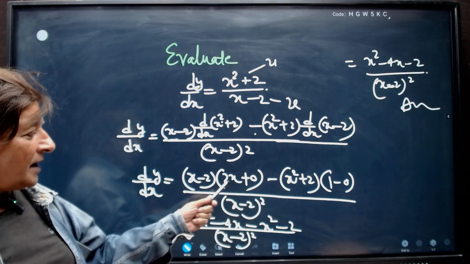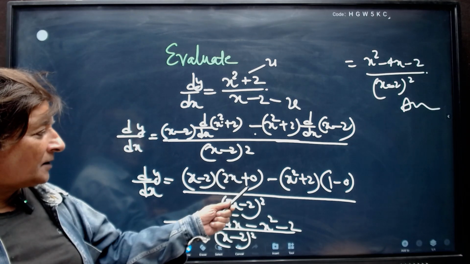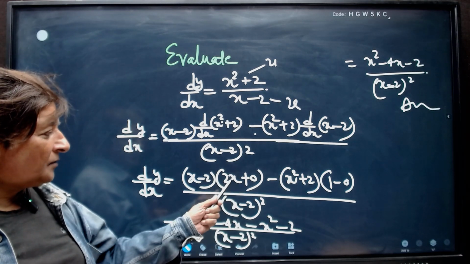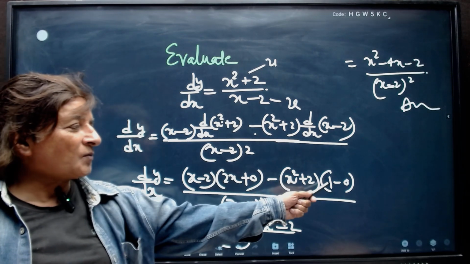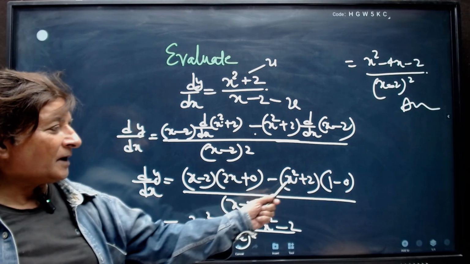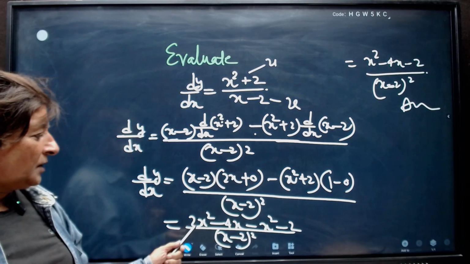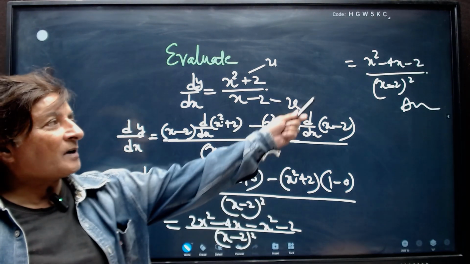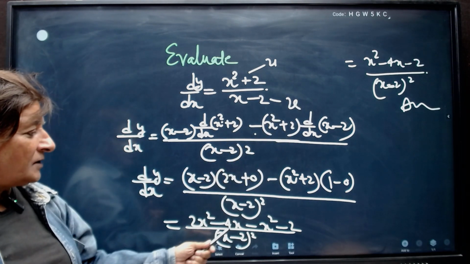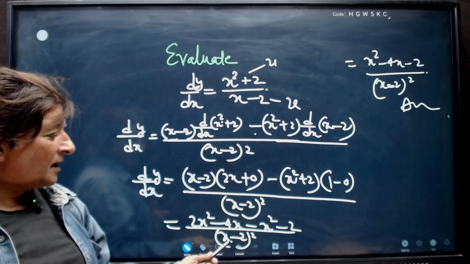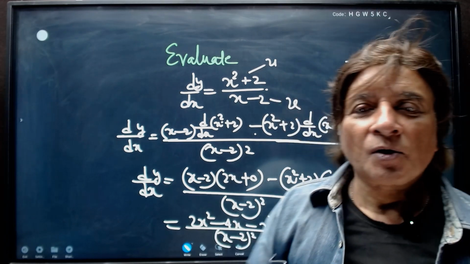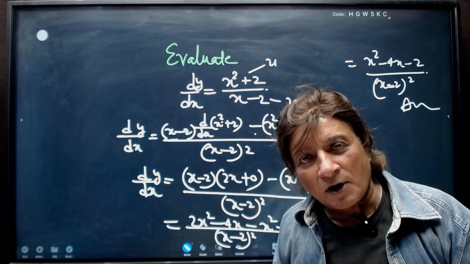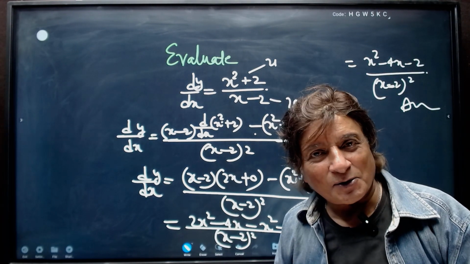So this is 2x into x, 2x square, okay. Now 2x into 2, minus 4x, minus x square into 1, minus plus minus 2, 2x square minus x square minus 4x minus 2, denominator x minus 2 square. So this is how you get the result.